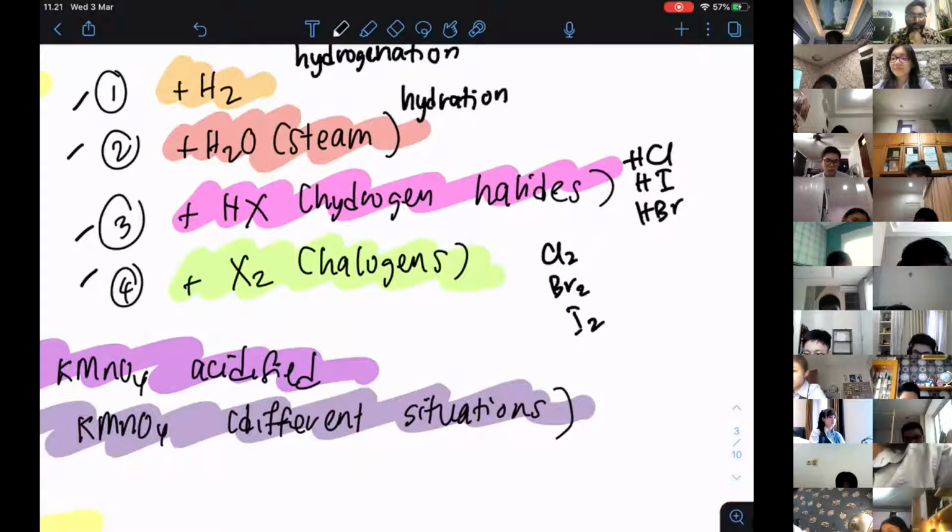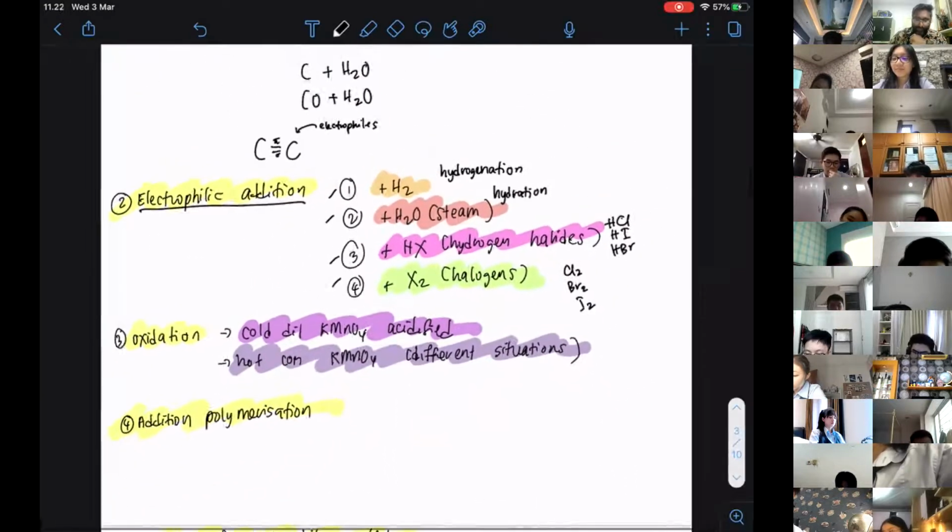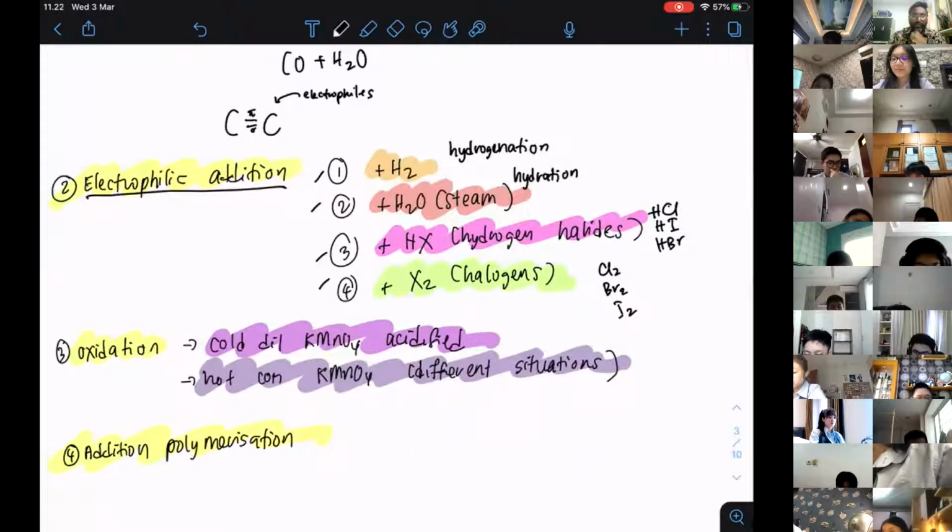So all of this we will discuss. And then there are other reactions on top of that. On top of combustion and electrophilic addition, you are going to have oxidation.